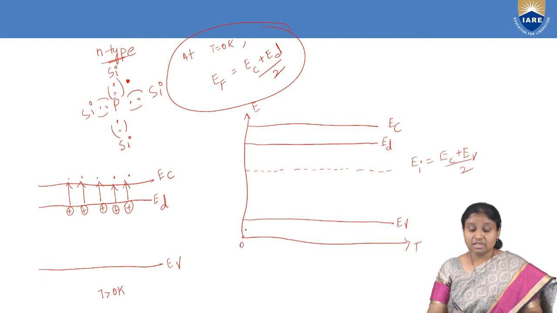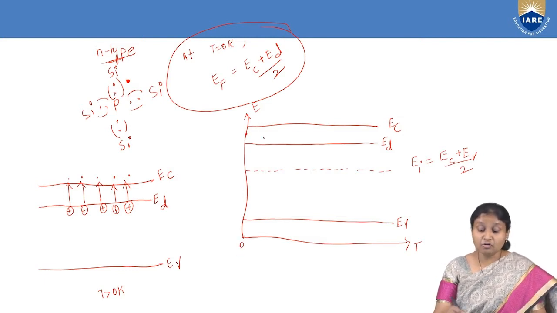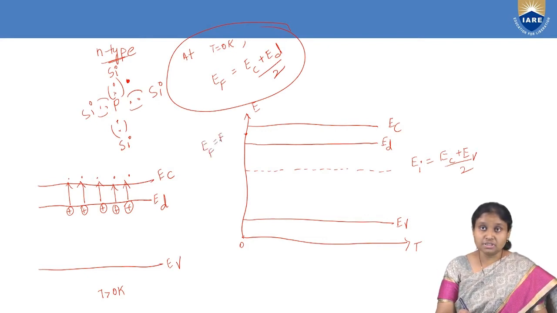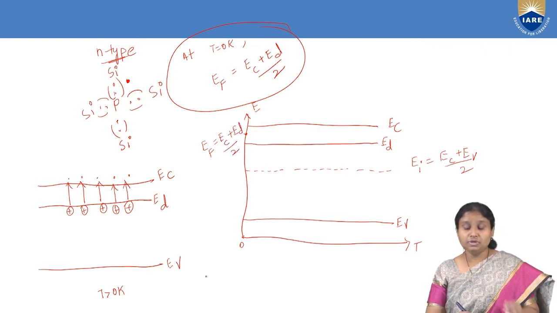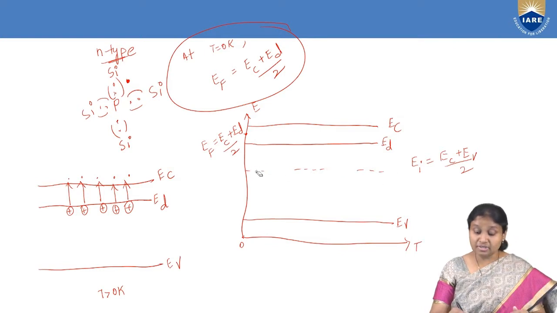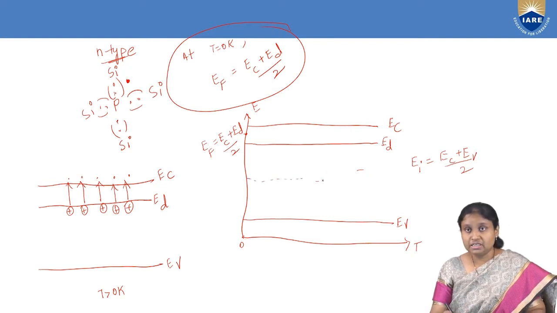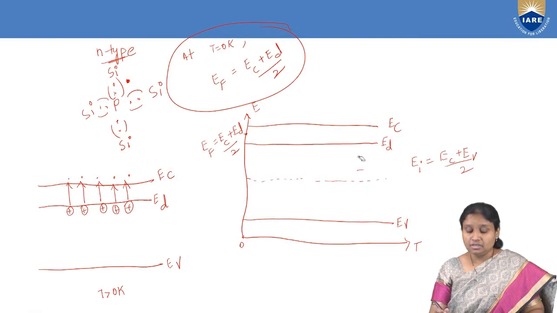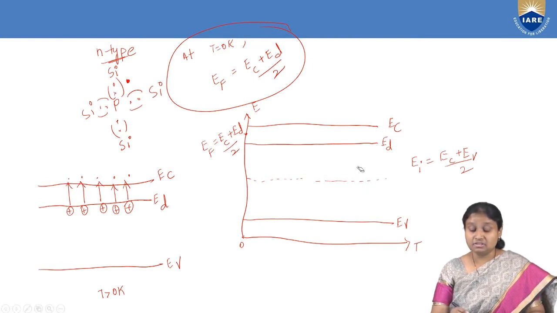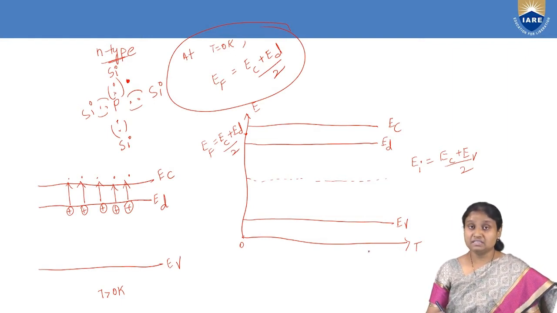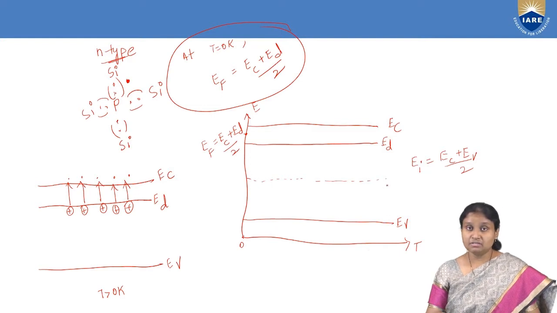And at T equal to 0 Kelvin, where is our Fermi energy level? It is in the middle of the donor energy level and the conduction band. So this point we'll take as EF equal to EC plus ED by 2, right? And then, when we take this intrinsic Fermi level, which is the middle of EC and EV, let's draw it perfectly in the middle of EC and EV. As temperature increases, we know that at higher temperature, whether it is p-type or n-type material, it behaves in an intrinsic manner. And for an intrinsic semiconductor, the Fermi level is exactly in the middle of the conduction band and valence band.